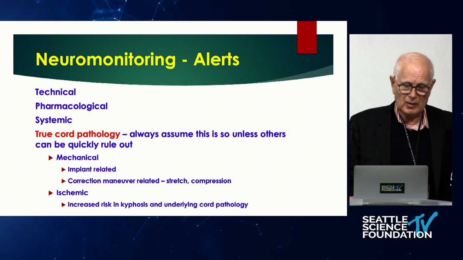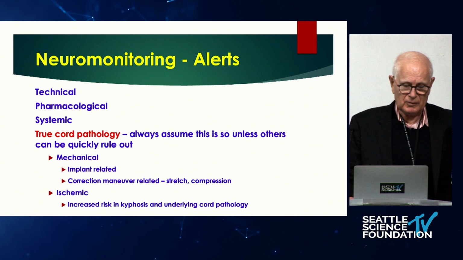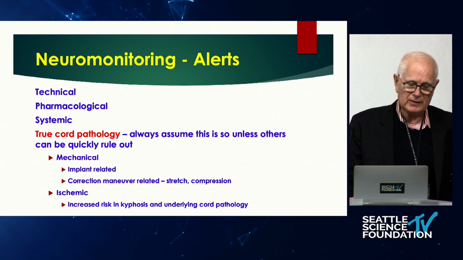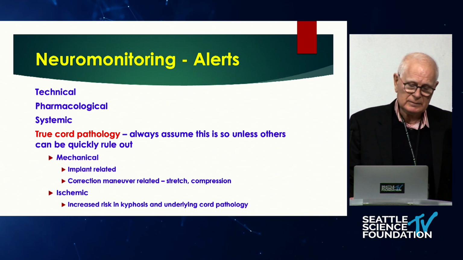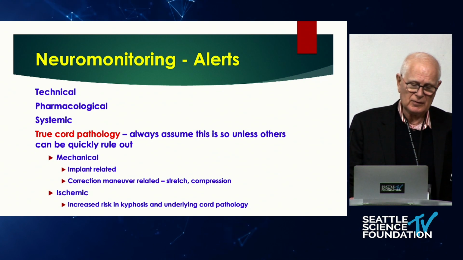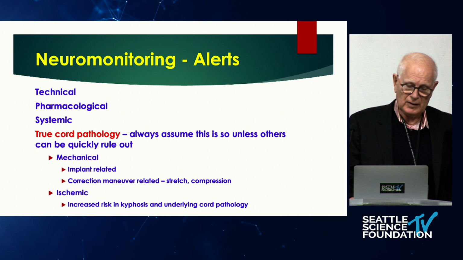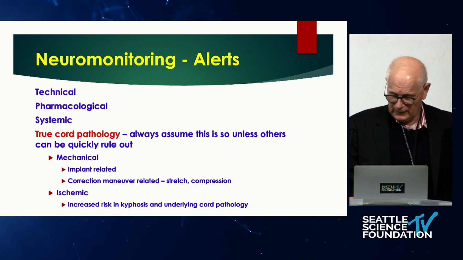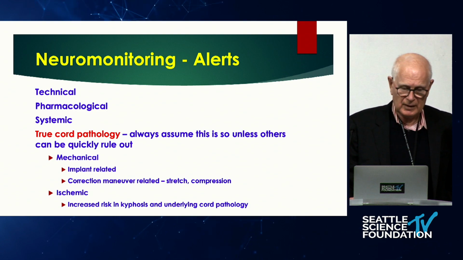So if you have a neuromonitoring alert, something we all dread, of course, always assume that it's a true cord pathology before you rule out all these other things. And it could be either mechanical, related to the implant placement or a correction maneuver, as we heard already today a bit, or ischemia, again, usually by manipulating the cord or causing a buckling in a cord.